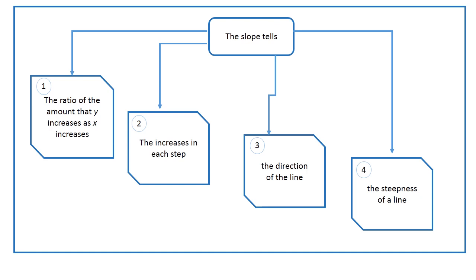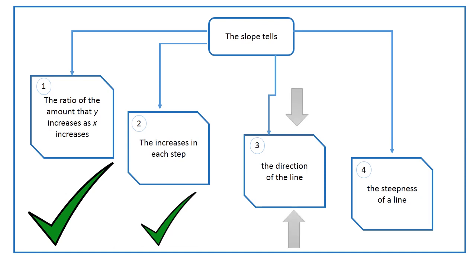In the last two videos we have explained what the slope is and how to calculate the slope from the graph. And we said the slope can tell us 4 characteristics about the line. And we have finished the first two. Today we are going to finish the third one, which is the direction of the line.